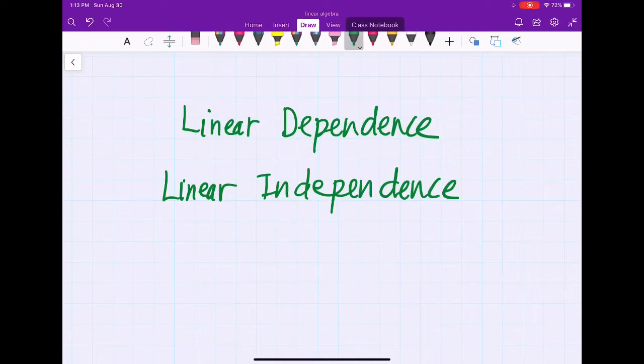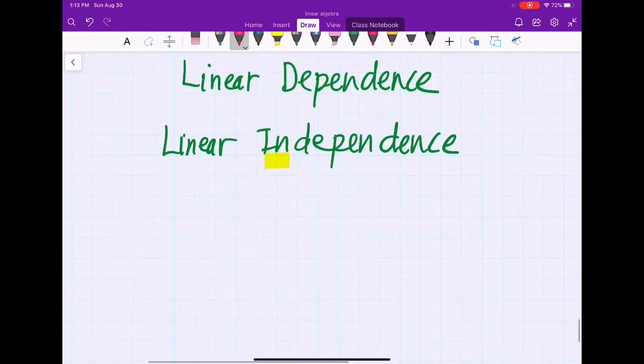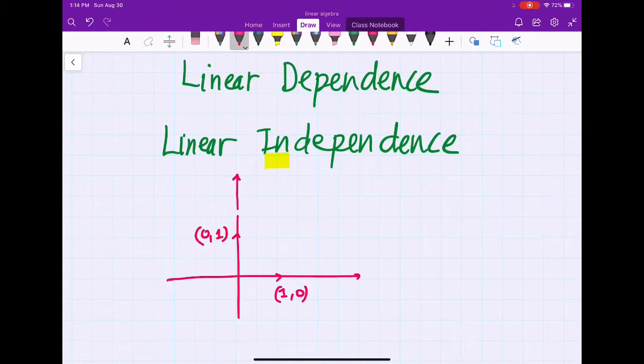Hello, in this video we study linear dependence and linear independence. Okay, before that, let me remind you the example we considered in the previous video. We consider R2. In that R2, we have two vectors, (1, 0) and (0, 1), right? And we know that any vector in R2 can be represented as a linear combination of these two vectors.